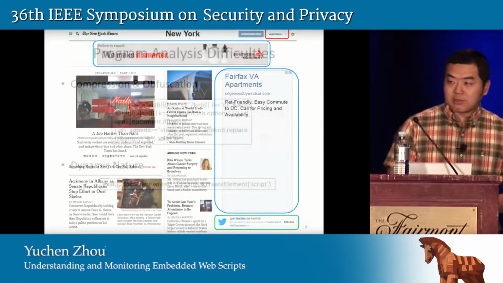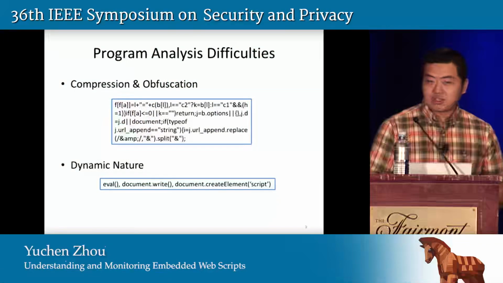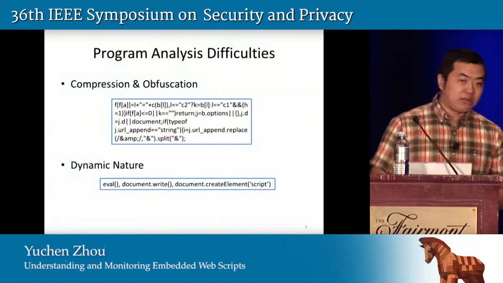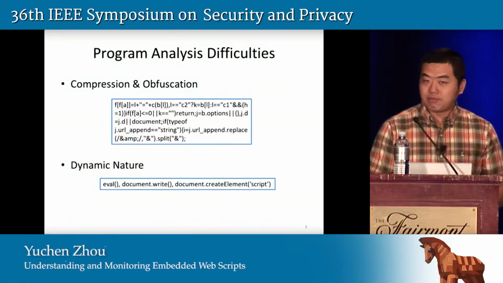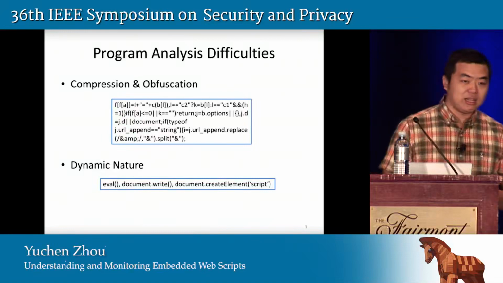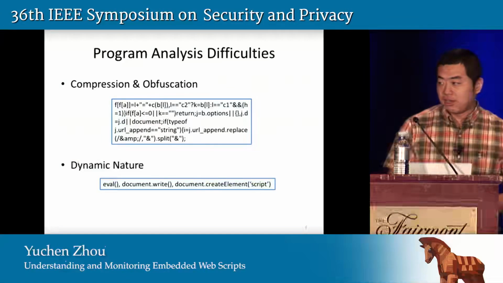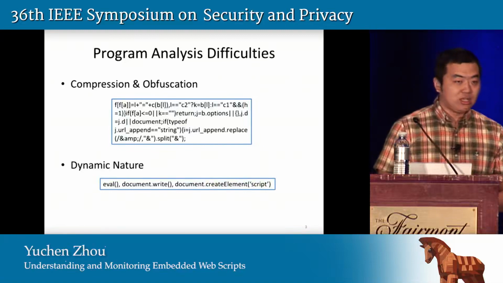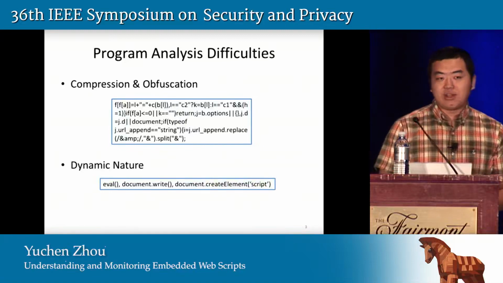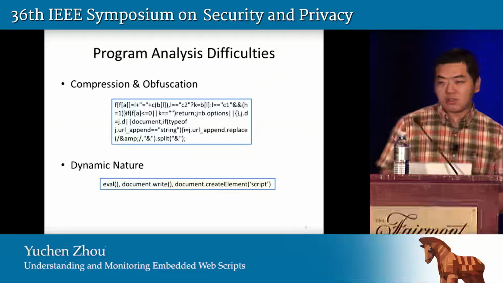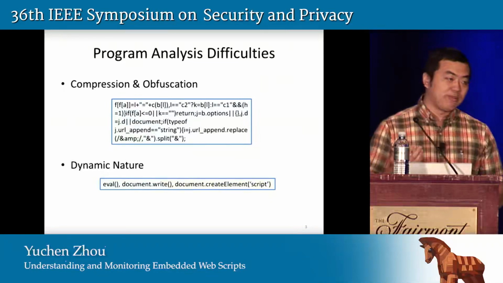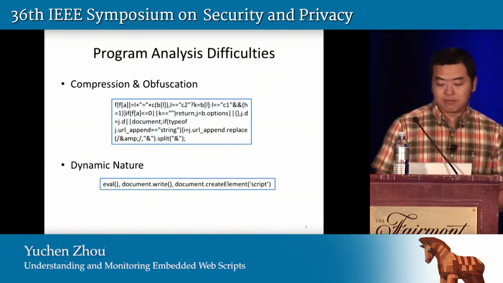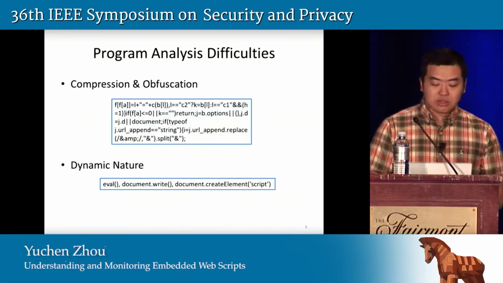The fact that JavaScript has features such as eval or document.write makes it a very hard problem to statically analyze what the third-party JavaScript is doing. And also, because of widely used compression and obfuscation, it is very hard just to look into the JavaScript and determine what the third-party scripts are doing.